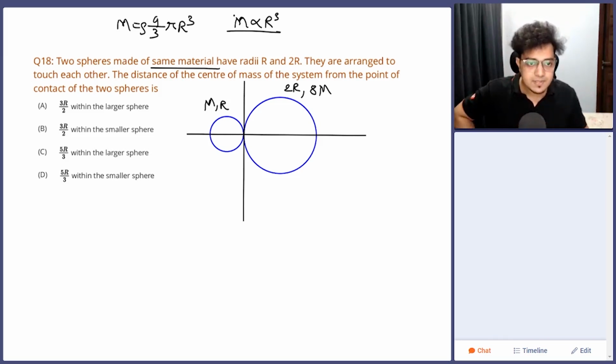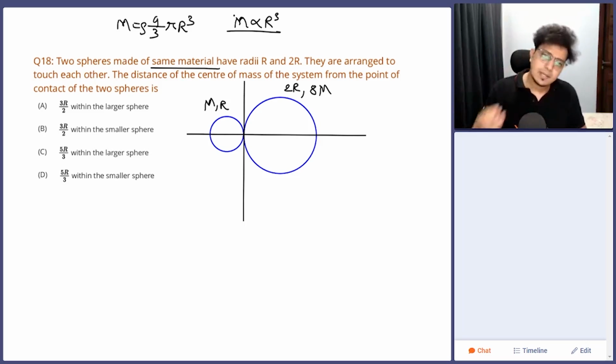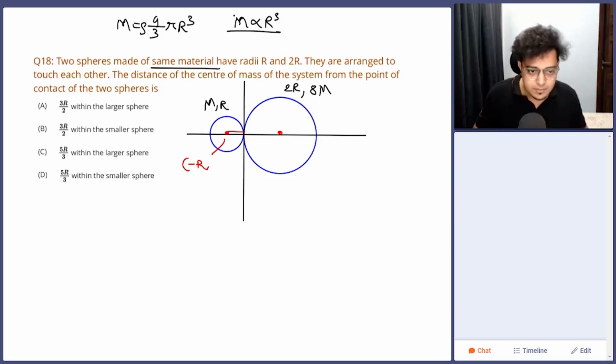So we will first note down the center of mass of each individual shape. Both are spheres, and their geometric center is the center of mass. So the center of mass of the smaller sphere is here, and the bigger sphere's is here. What will be the coordinates of this point? It is on the x-axis, so minus r. This is r distance to the left of the origin, so (minus r, 0). And for this point, it is (plus 2r, 0).